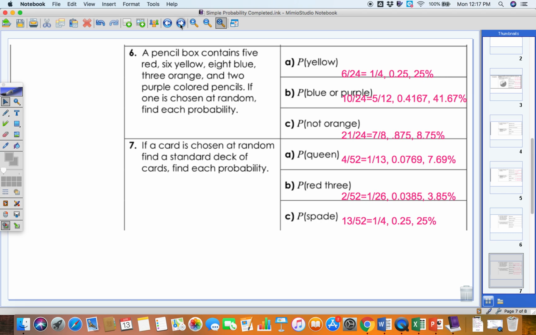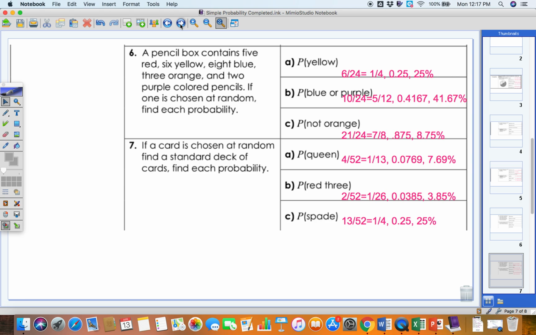That they're blue or purple, I added the blue and the purple colors together to get 10. 10 out of 24 reduces to 5 out of 12. And then the probability that it is not orange, so that would be all of the colors but orange, which is 21 out of 24, which reduces to 7 out of 8.